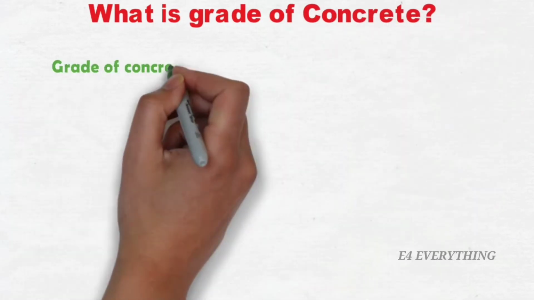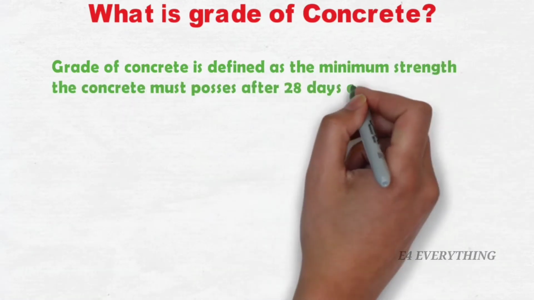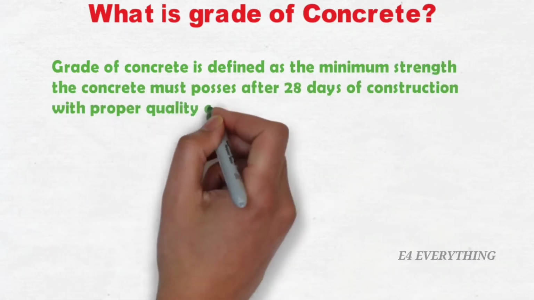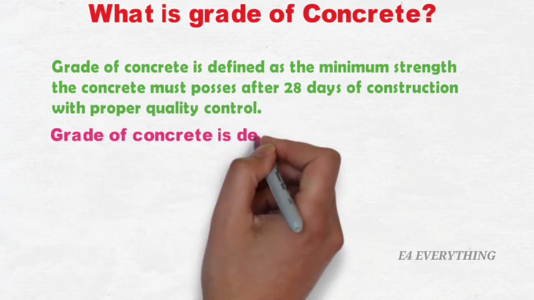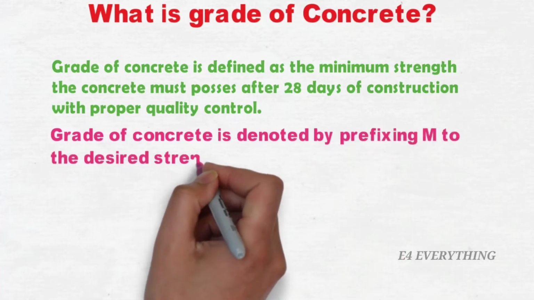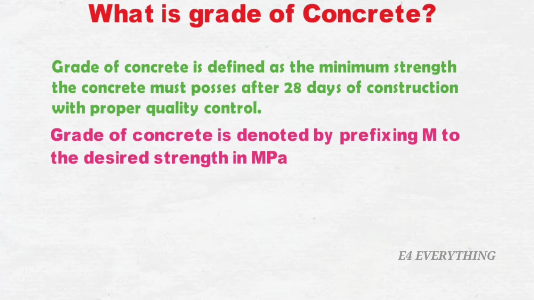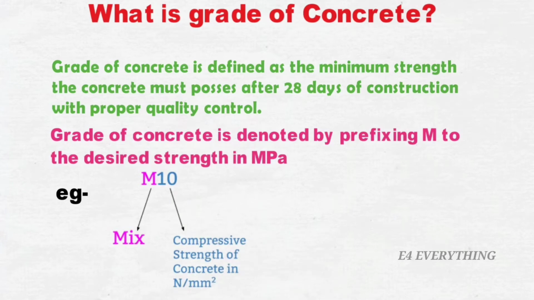Grade of concrete is defined as the minimum strength the concrete must possess after 28 days of construction with proper quality control. Grade of concrete is denoted by prefixing the letter M to the desired strength in megapascal. For example, consider the grade M10. Here, the letter M denotes mix and the value 10 denotes the compressive strength of concrete in Newton per mm square.